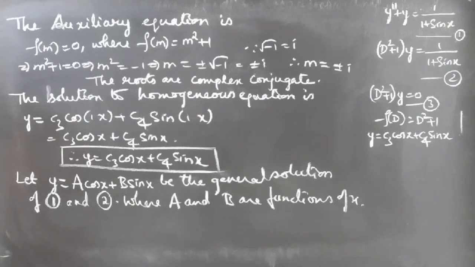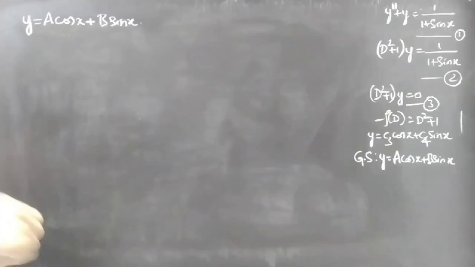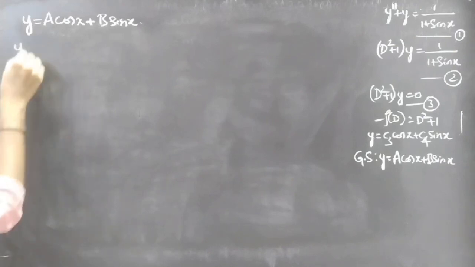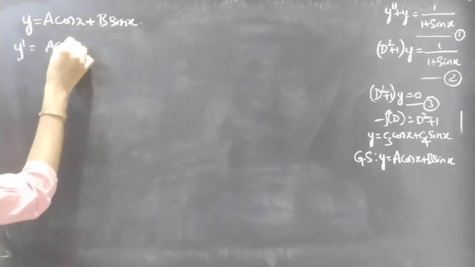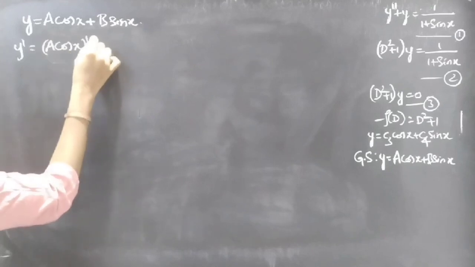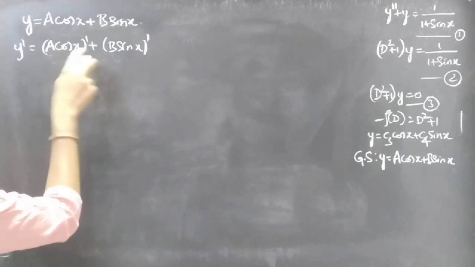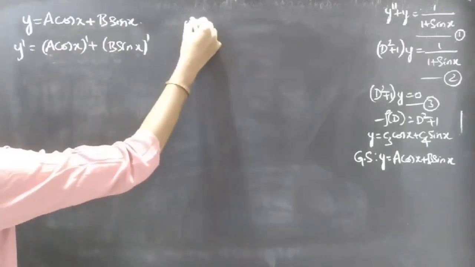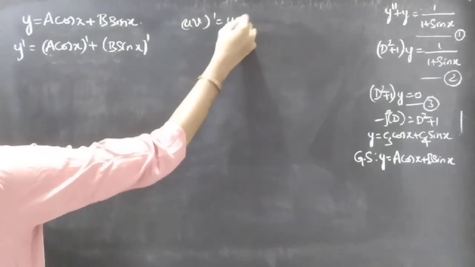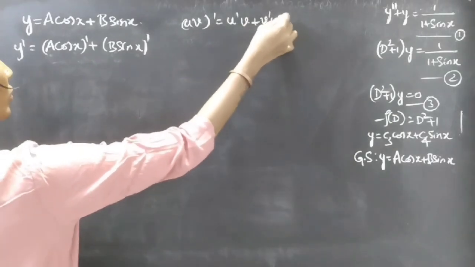So let's find y double dash and later substitute y double dash and y in equation 1. Let's find y dash and y double dash now. We have y equal to a cos x plus b sin x, right? Let's find y dash. y dash equals a cos x whole dash plus b sin x whole dash. Here we are having two functions, right? Let's use the uv whole dash formula, which is u dash v plus v dash u.